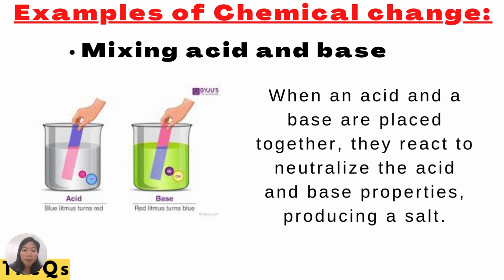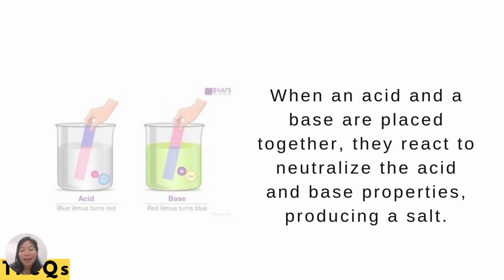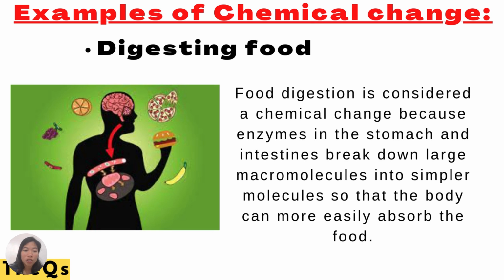Mixing acid and base. When an acid and base are placed together, they react to neutralize the acid and base properties, producing a salt. So there is a formation of a new substance. So that is chemical reaction or chemical change.